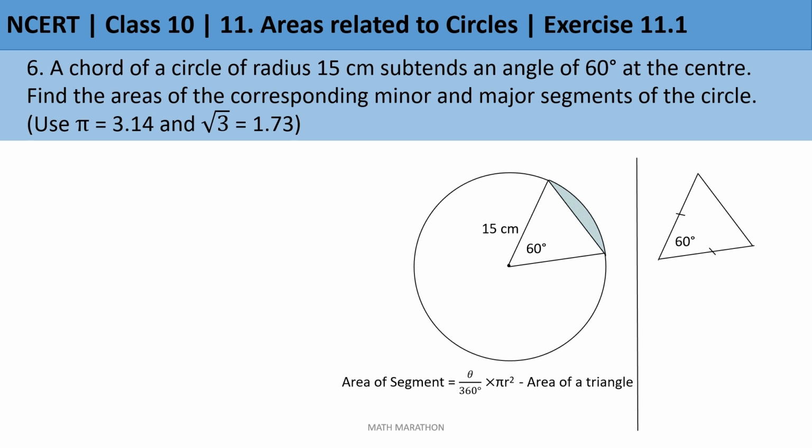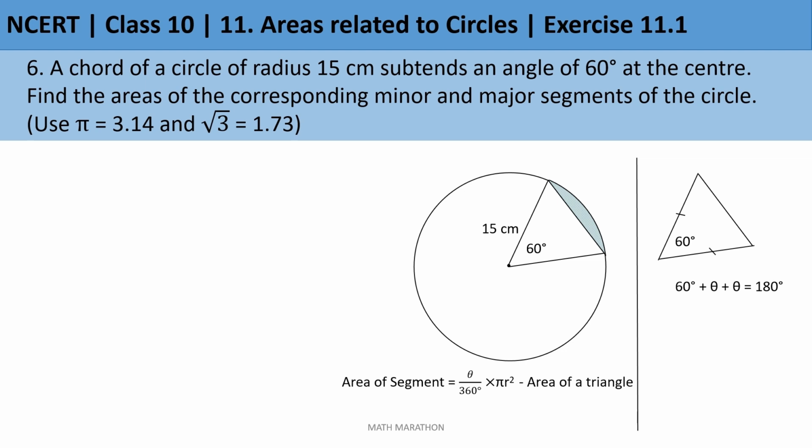I have drawn a diagram. I have highlighted the minor segment. Area of minor segment is equal to area of minor sector minus area of a triangle. Let us see about the triangle. In this triangle, two sides are equal because both sides are radius. So, it is an isosceles triangle.